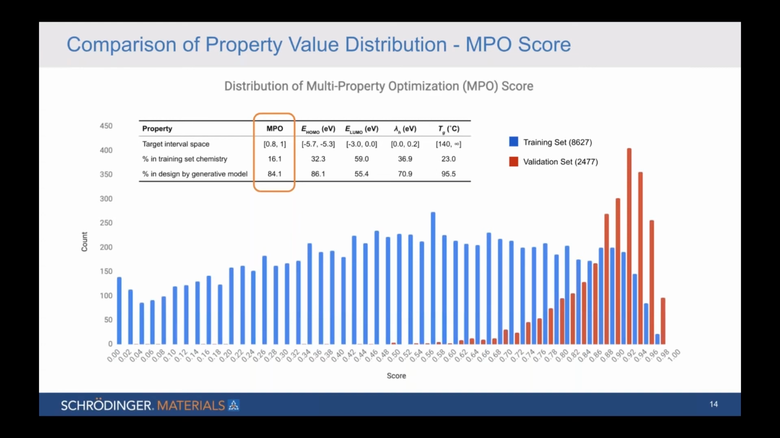Numerically, among the training set, just over 16% of the structures have an MPO score above 0.8. We'll consider 0.8 to 1 as the optimal MPO score, meaning the structures have optimal properties. In the machine learning generated validation set, more than 84% of the designed structures have high MPO scores. So that's very exciting to us.